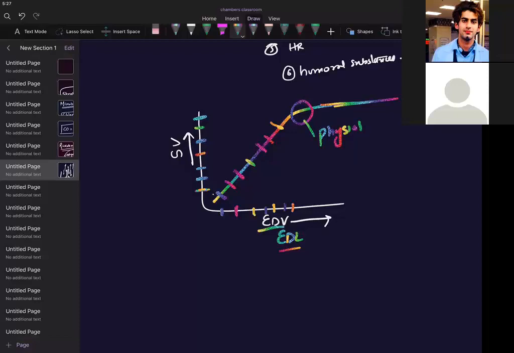Yeah, very nice. If I give a positive inotropic agent, will that increase the stroke volume or not?